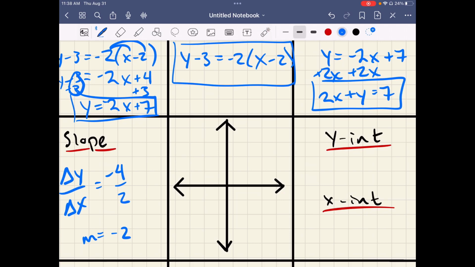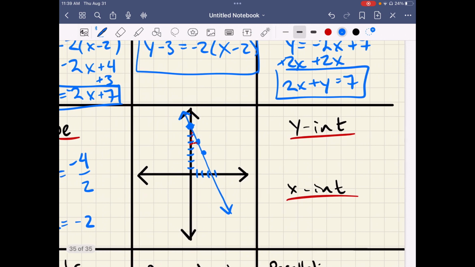So I'm going to count up 7. I'm going to go 1, 2, 3, 4, 5, 6, 7. That's my y-intercept. I'm going to go down 2 and over 1. I'm going to make my little slope triangle, right? I'm going to go down 2 over 1. Now I can keep going down 2 over 1 and create a line like this. And so there is my graph of the equation.